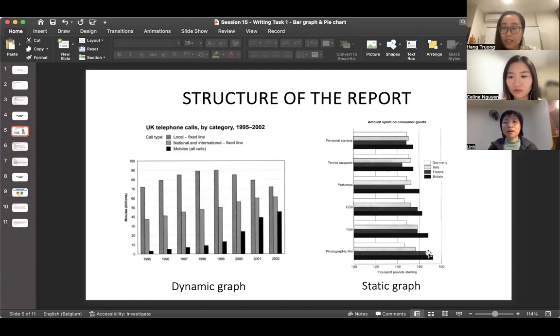Okay, the tense, because it doesn't mention anything about time here. What do you think the tense should be? Chị Linh? Không nhìn lại sample nhé. What's your question? Because in a static graph, there's no mention of the time, right? The year. So what verb tense should we use?